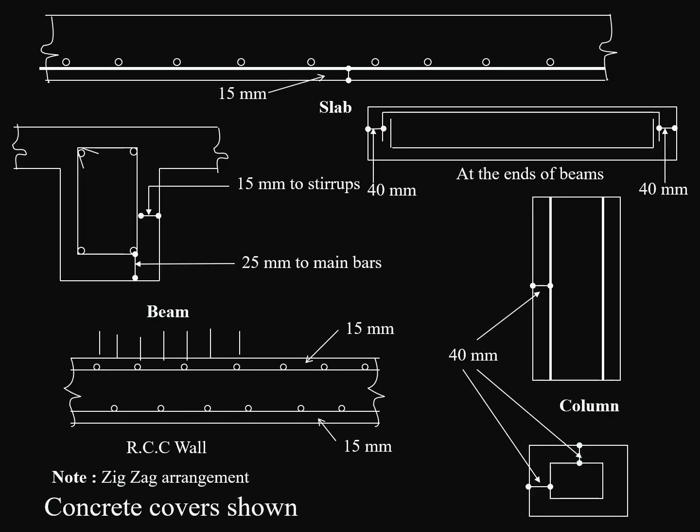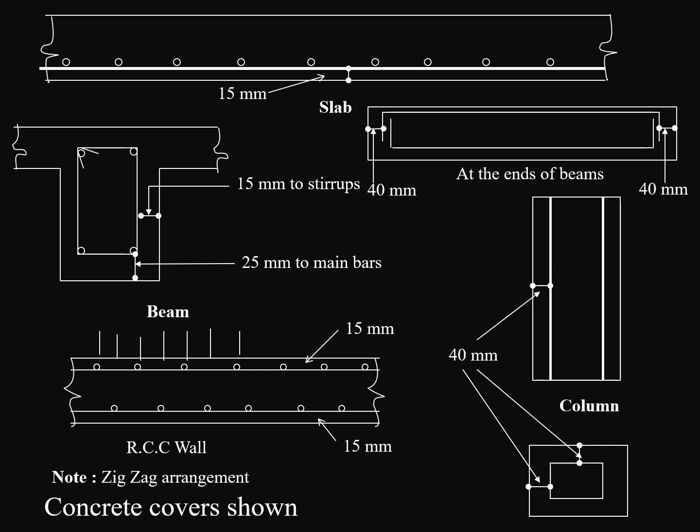So you can see here, slab 15 mm, for beam main bar 25, stirrups 15, but in common practice all over the section for beams 25 mm cover is given. At the end of beams, you can see right side 40 mm cover is given. For columns 40 mm all around. For RCC walls 15 mm minimum.